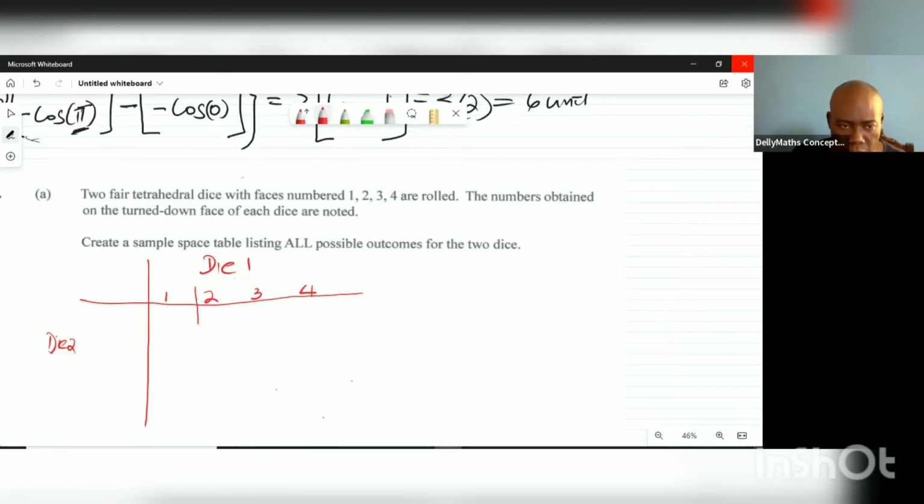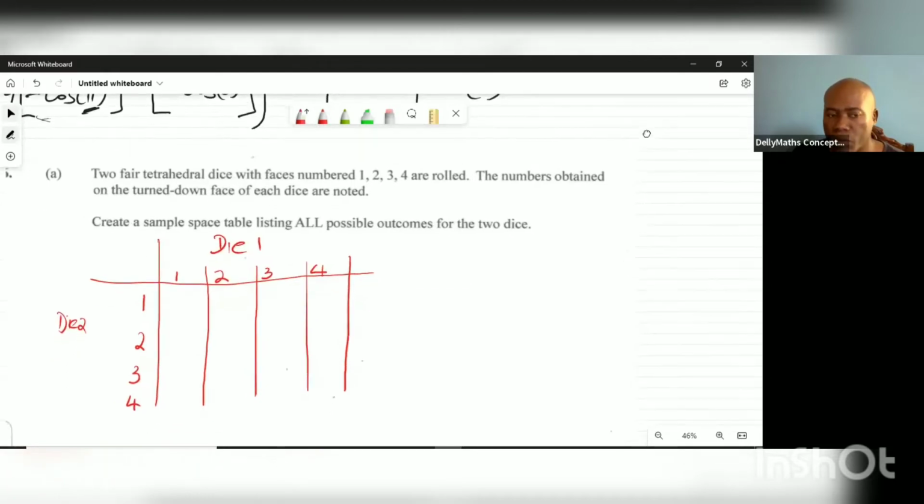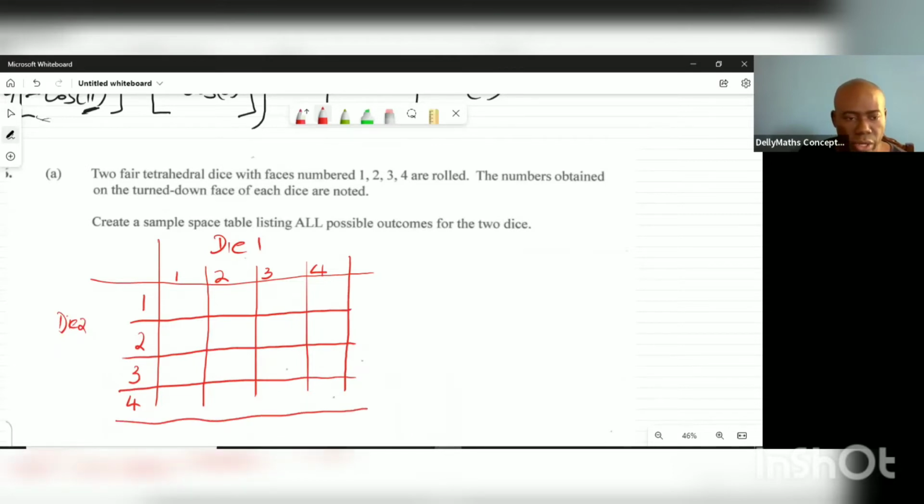So I'm going to just draw some lines, go down. Those are the 4 things that we can get because it's a tetrahedron. But it's going to be the same thing for die 2. We can get a number 1, a 2, a 3, or a 4. So I'm trying to build the possible outcomes. If I throw the dice, what will happen? What are the possible things that can occur? We don't know which will happen, but these are the only things that can happen that we're going to be listing.